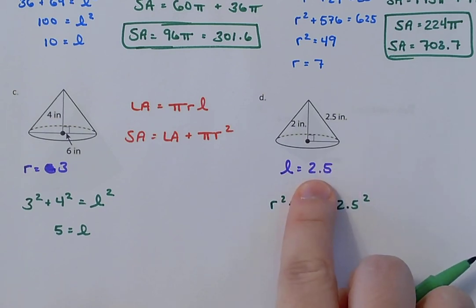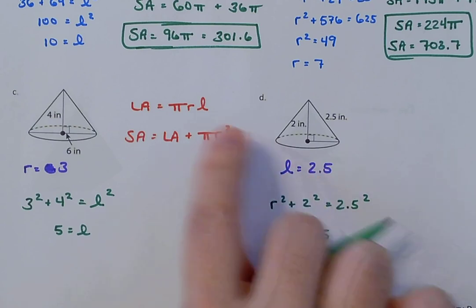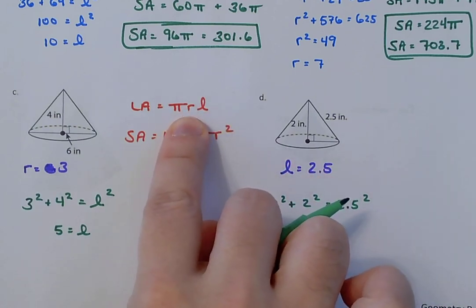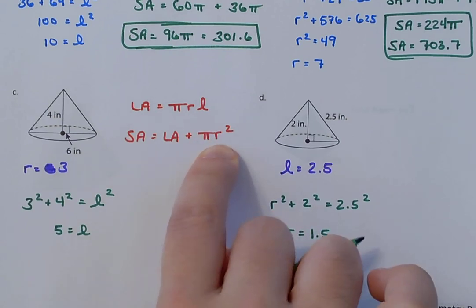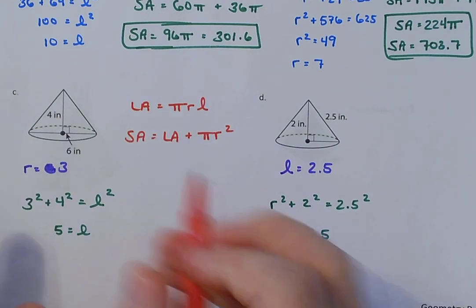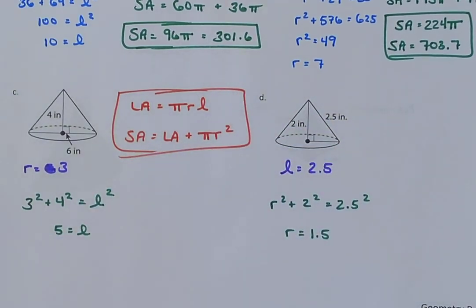So they told us the slant height. We used the Pythagorean theorem to figure out the radius. I now have my r and L for the lateral area. So we can calculate the lateral area and then plug our radius in for pi r squared. So this is your go-to and your lifeline for cones. For pyramids, it's 1/2 times the perimeter of the base times the slant height for the lateral area. Then surface area is the lateral area plus the area of the base.